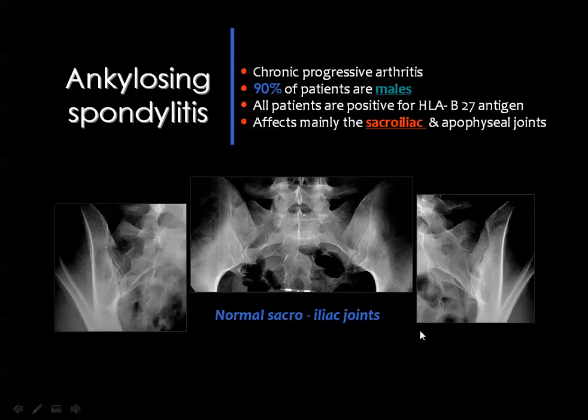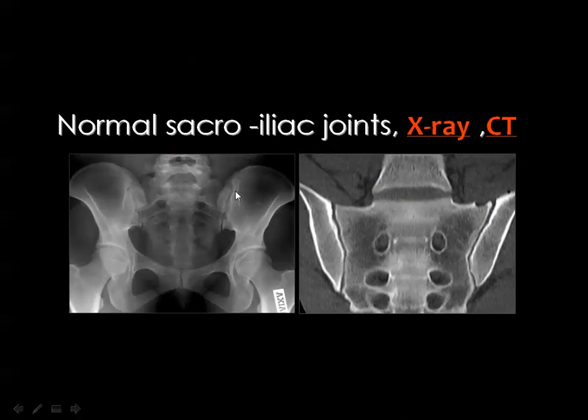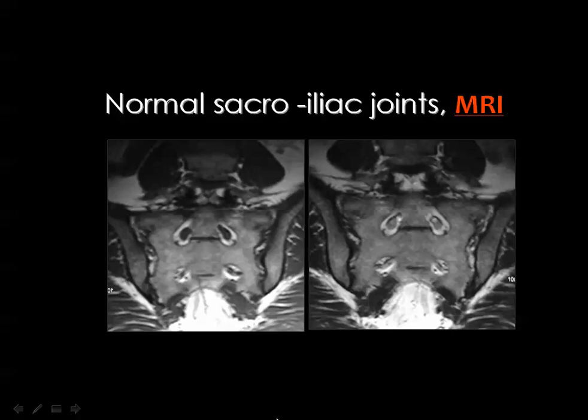This plain X-ray shows the normal sacroiliac joints in the frontal view and in the oblique view for each joint. And here you can see the normal sacroiliac joints by plain X-ray and by coronal reformatted CT image of the sacroiliac joints. And this is also the normal appearance of the sacroiliac joint by MRI.